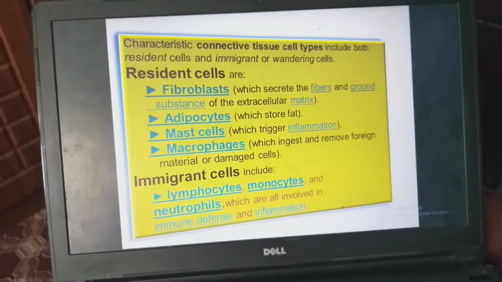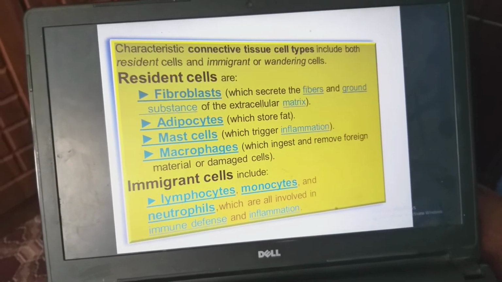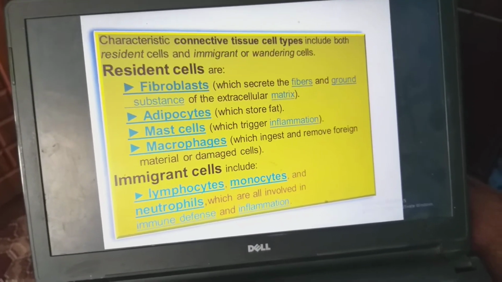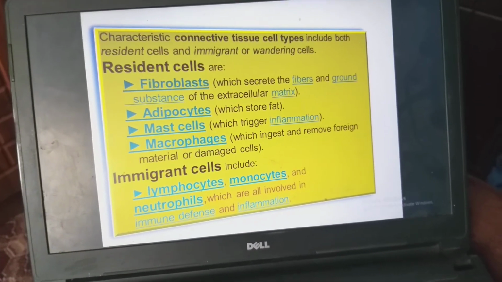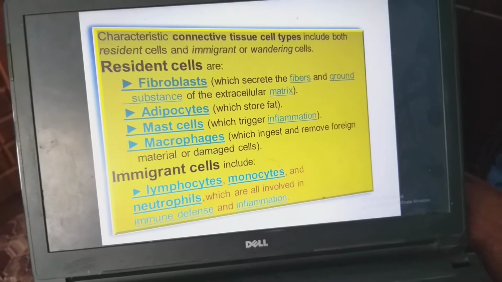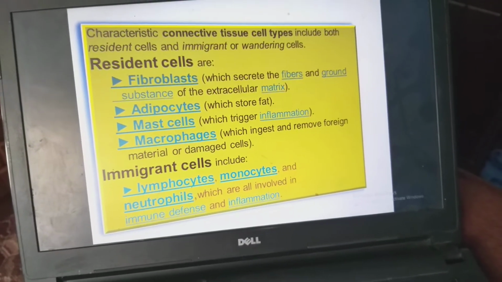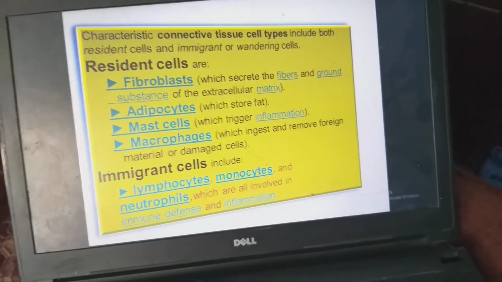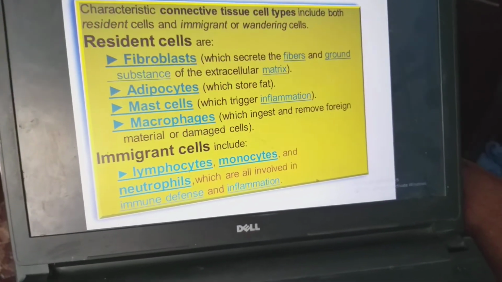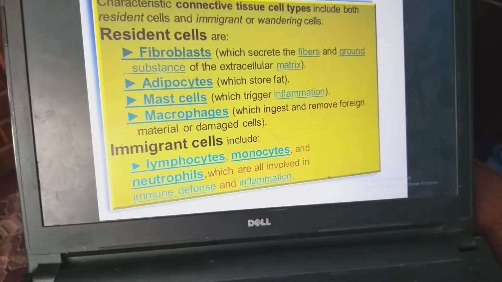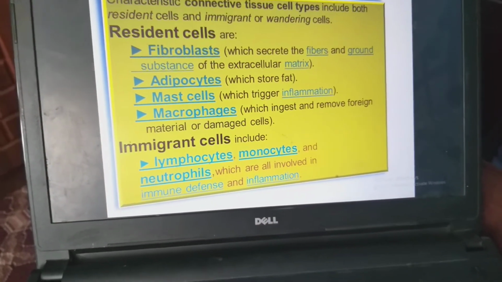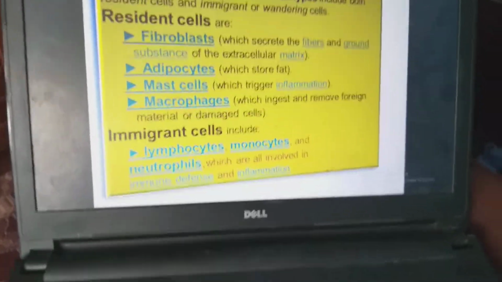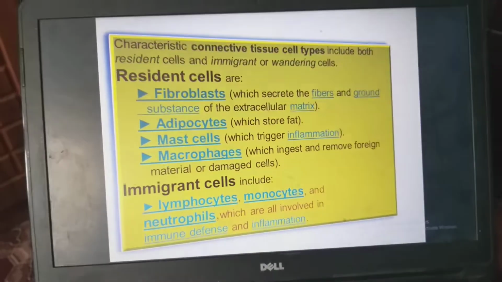Most of the resident cells are like fibroblasts, which form fibers in the ground substance. Adipocytes store fats and generate heat. Mast cells are used for inflammation. Macrophages ingest and remove foreign materials. These are some of the examples. Immigrant cells are all white blood cells or leukocytes like lymphocytes, monocytes, and neutrophils, which are used for immune defense and inflammation.